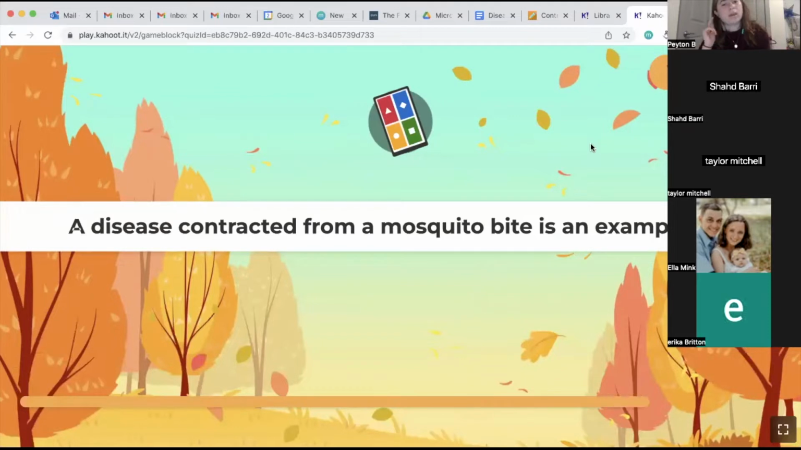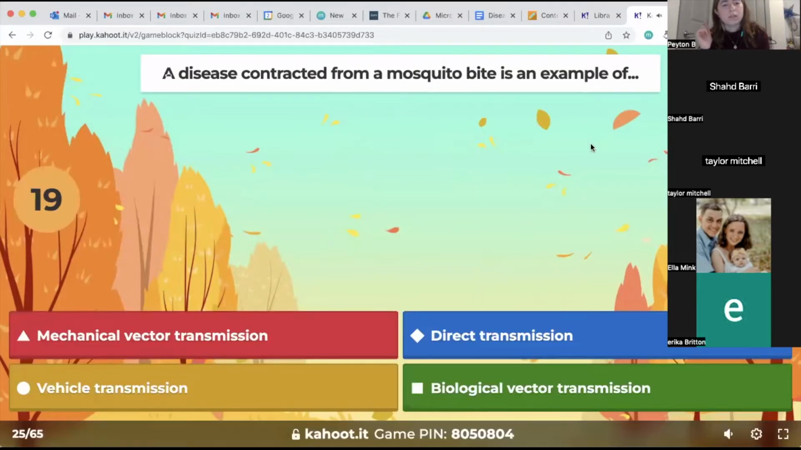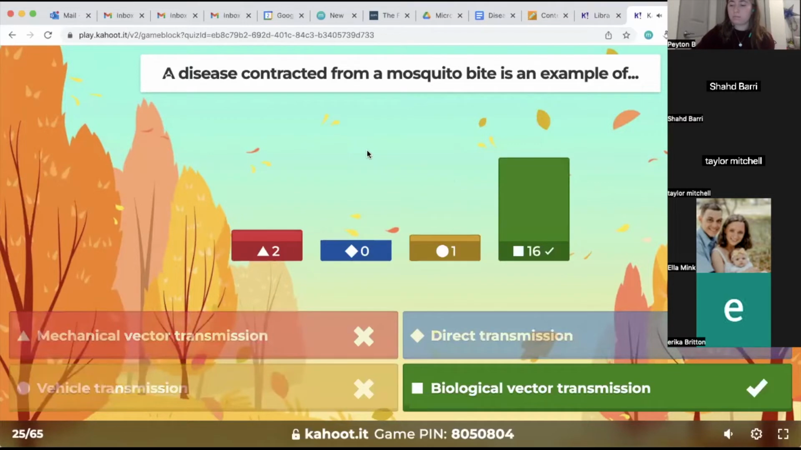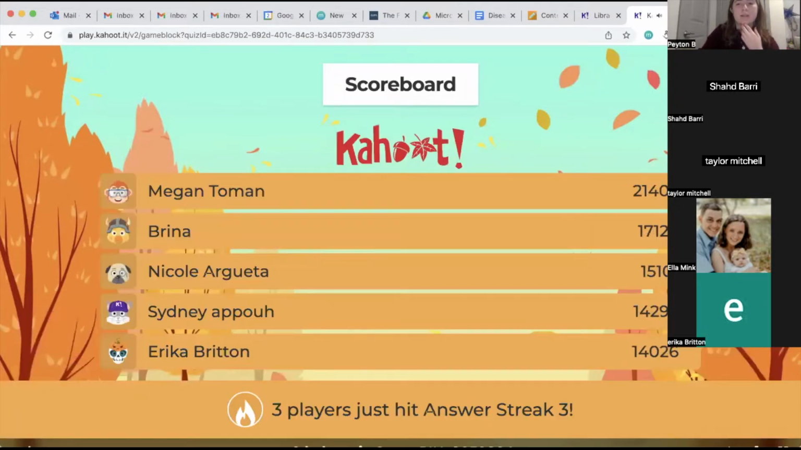All right. Disease contracted from a mosquito bite is an example of what kind of transmission? Biological vector transmission. Mechanical vector transmission is the one where a fly lands on a pile of poop and then lands on your food, and it's fecal-oral. Biological vector transmission is when it multiplies within the vector.